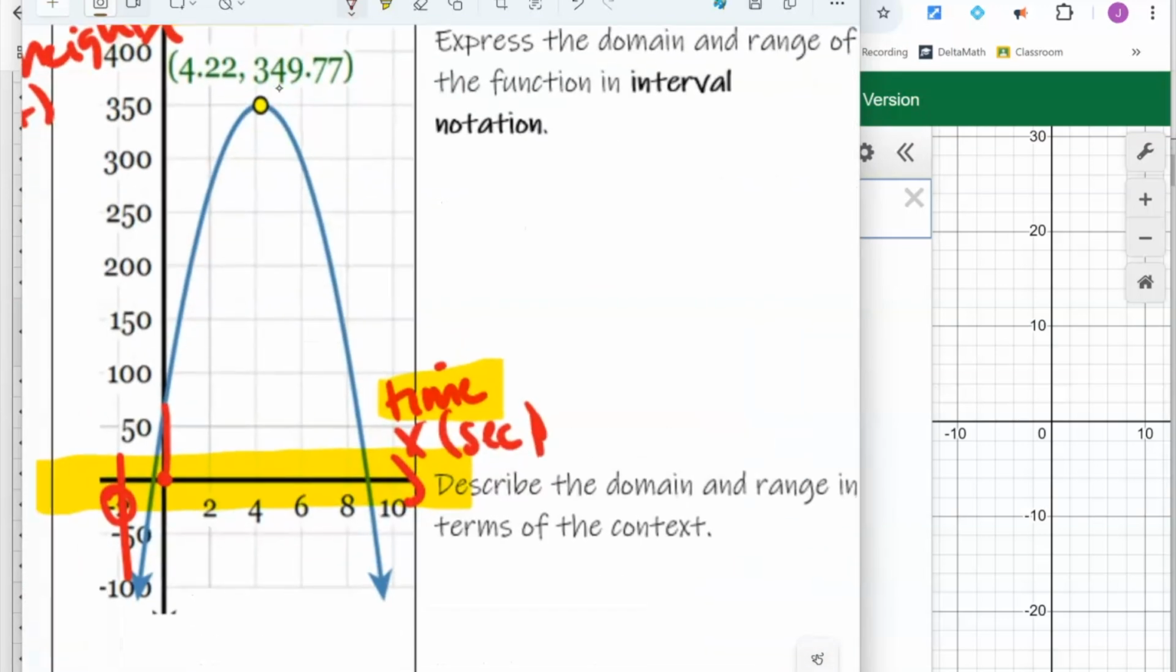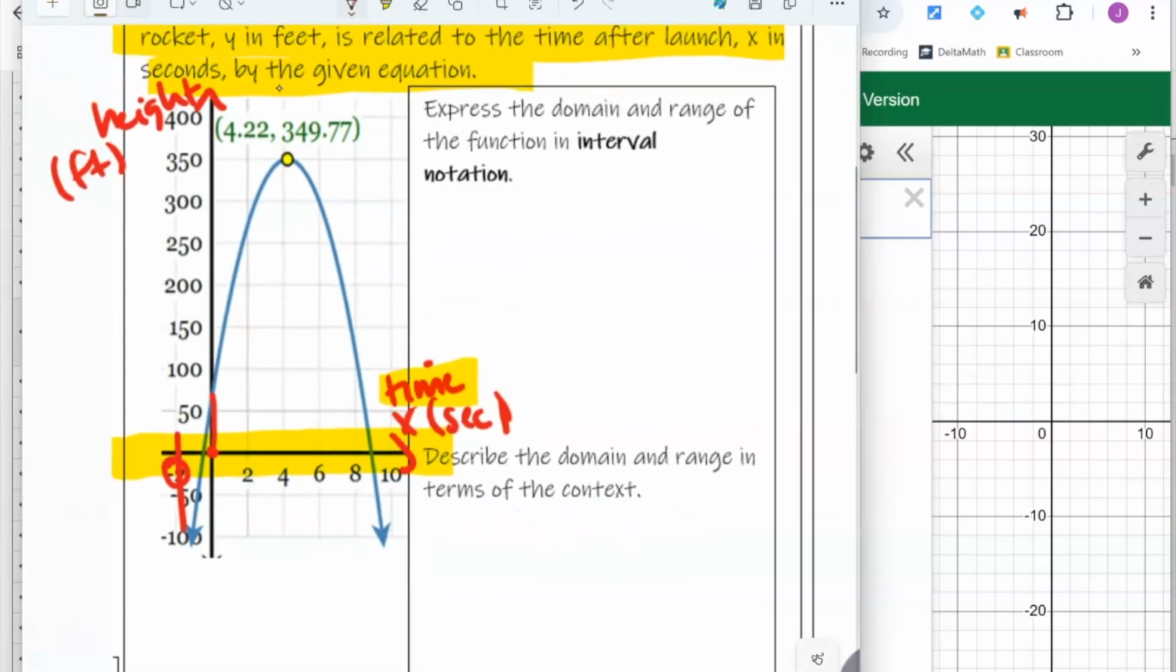So let's see. There's an arrow here saying it goes forever to infinity, but let's think about it for a second. I can have 100 seconds, right? Can I have 200 seconds? Can I have 300 seconds? Can I have 1,000 seconds? Yes, but let's also think about what's happening in this question.